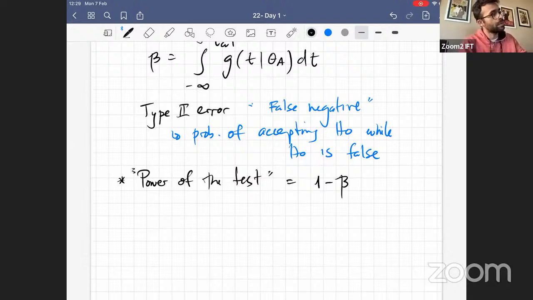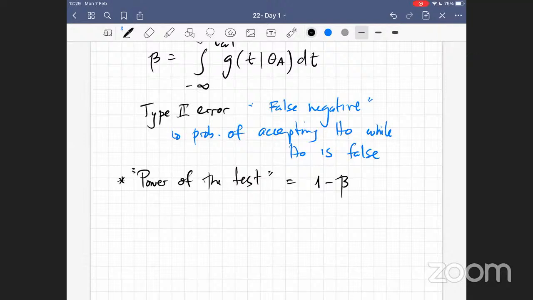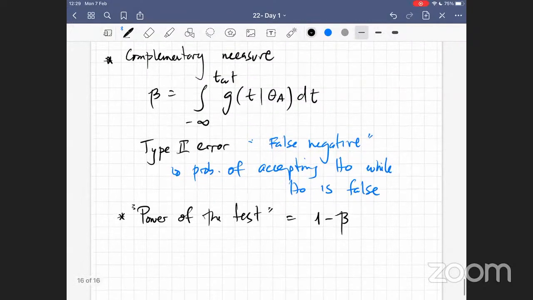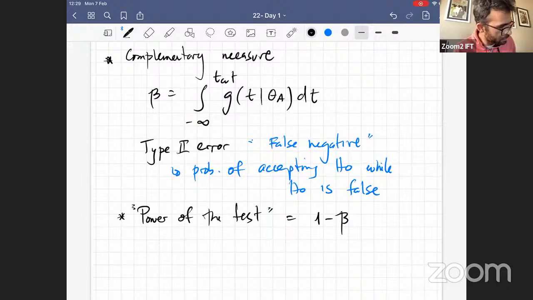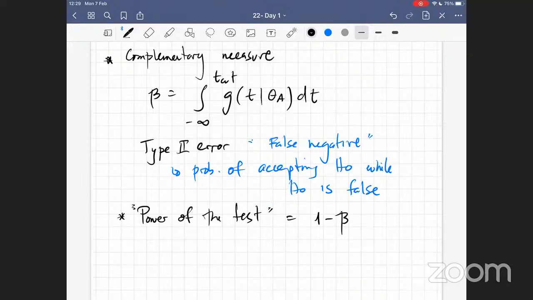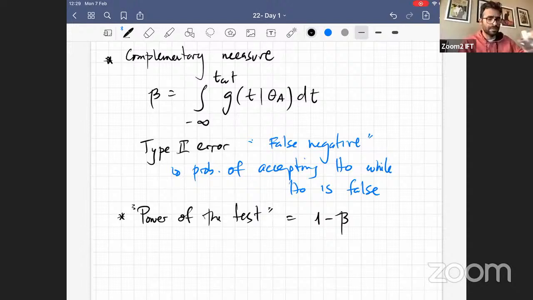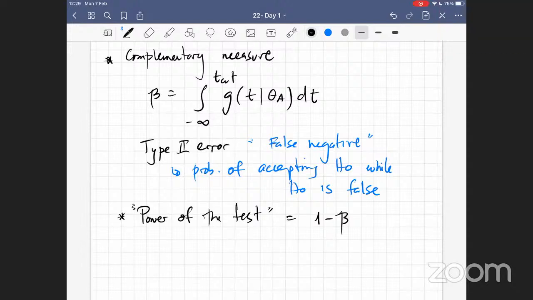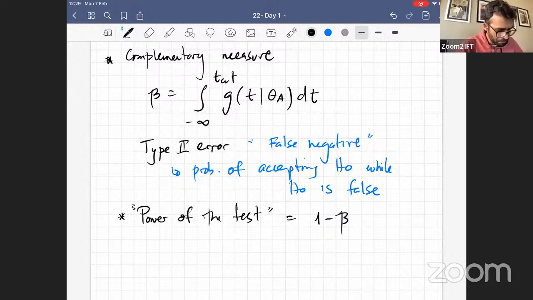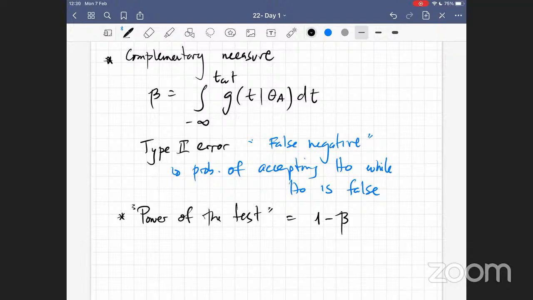Yeah, Ryan, I have a question. This beta value would depend on the choice of the theta A hypothesis, right? Yes, exactly. So how do you pick it so that it gives a real estimation of this type 2 error? We'll see an example right away. Okay, thank you.